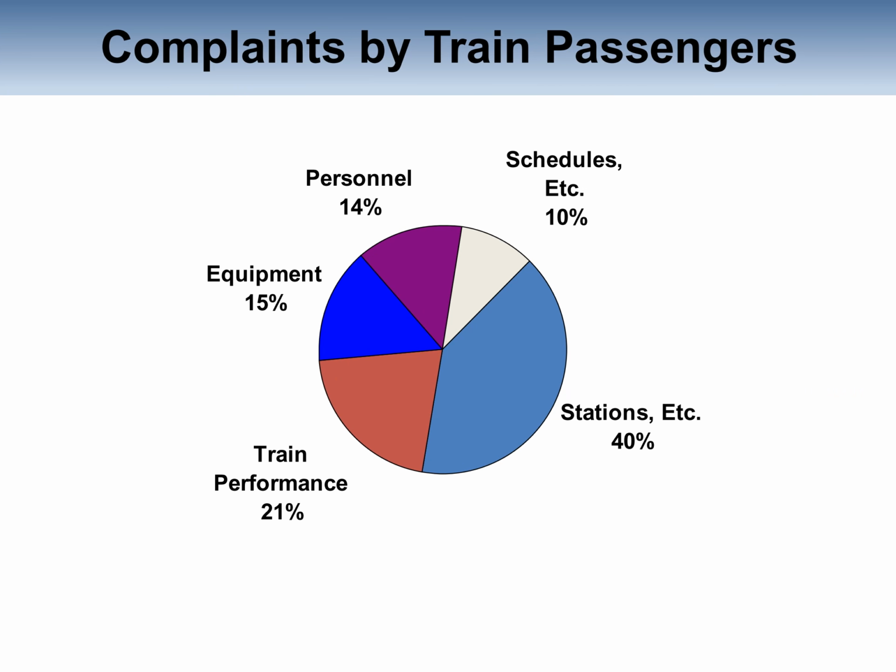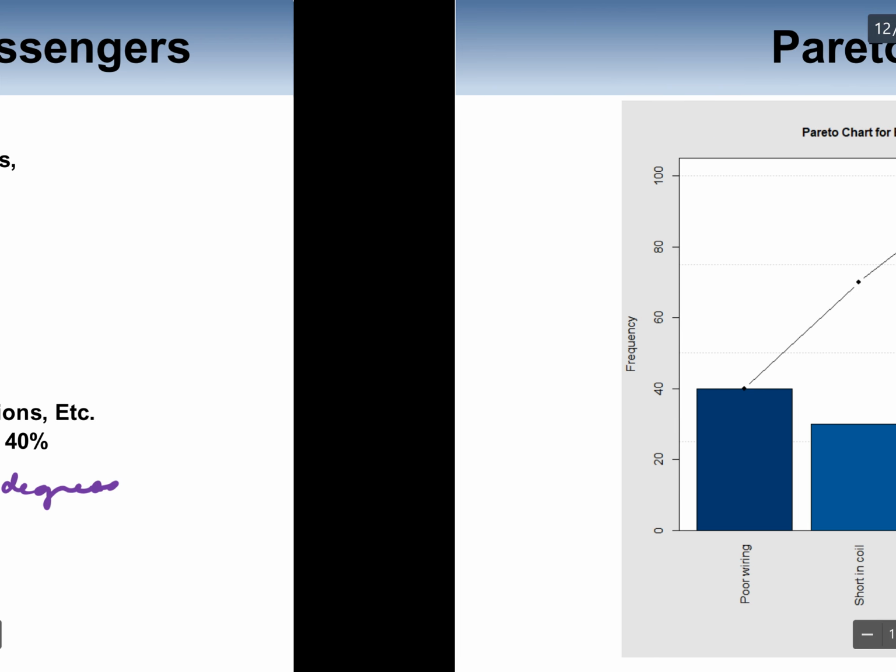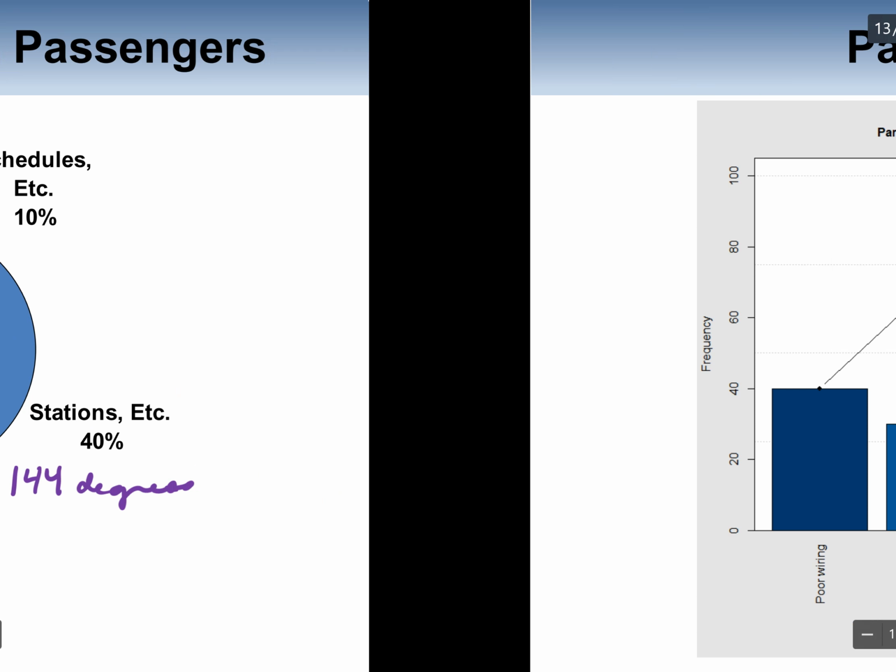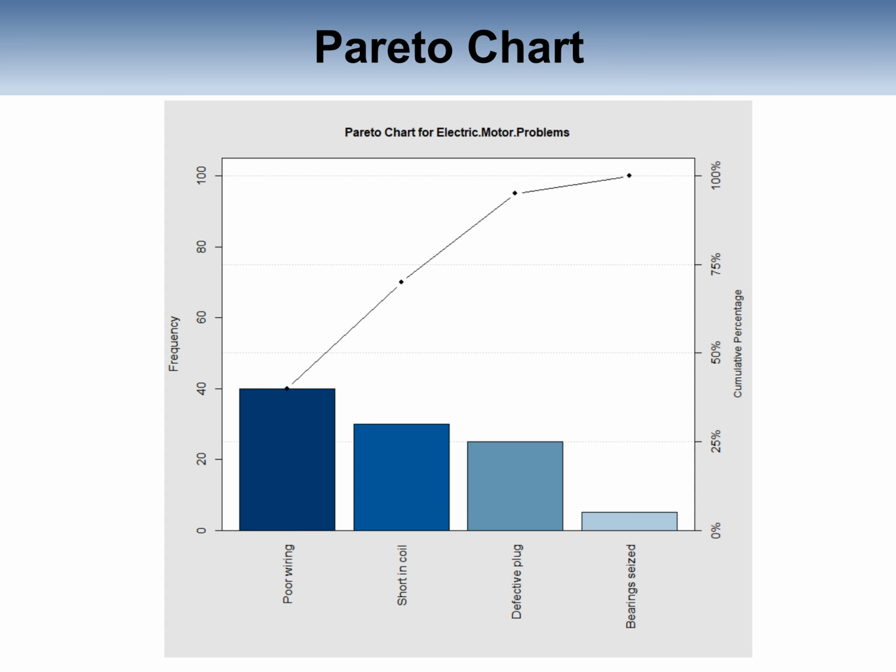So remember, 144 degrees was the stations, and that corresponds to the blue, and so on and so forth. So that is how you get the depiction of the pie chart for the complaints by train passengers for this data set. We could also take the same data set and plot it into a bar chart like this, where the number of complaints in the first bar corresponds to the vertical axis with the height.